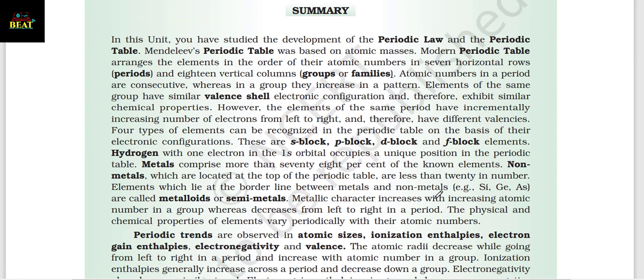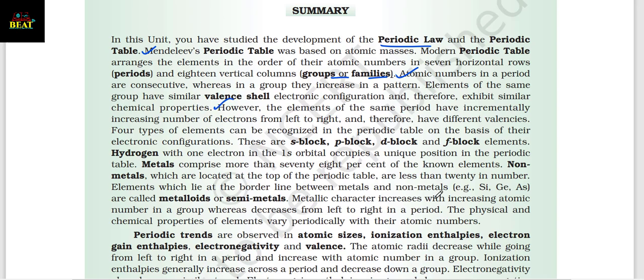Summary: in this unit, you have studied the development of periodic law and periodic table. Mendeleev's periodic table was based on atomic masses. The modern periodic table arranges the elements in the order of their atomic numbers in 7 horizontal rows, that is periods, and 18 vertical columns, that is groups or families. Atomic numbers in a period are consecutive, whereas in a group they increase in a pattern. Elements of the same group have similar valence shell electronic configuration, and therefore exhibit similar chemical properties.